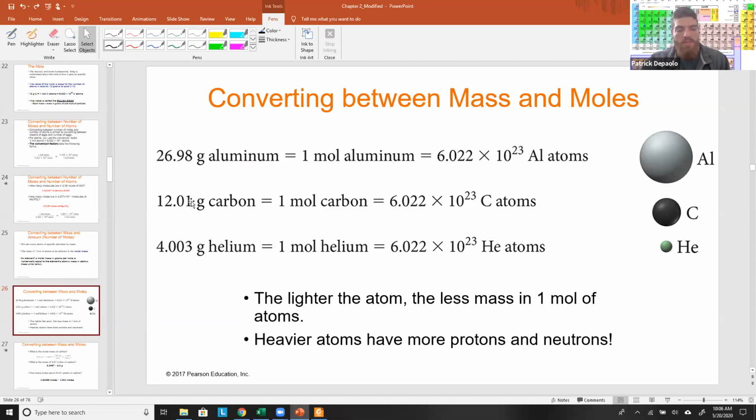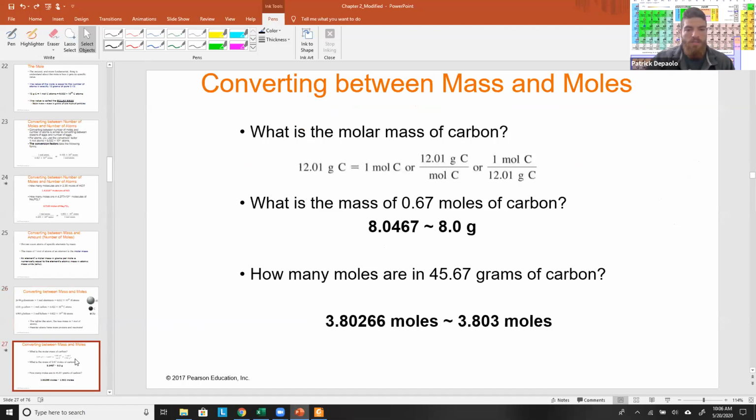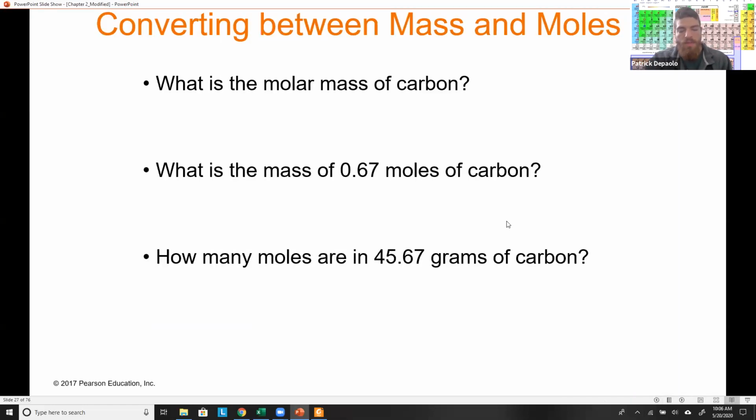And with carbon, same thing, 12.01 grams is 1 mole, and that's a mole of atoms. You see how the mole of atoms is the same. It doesn't matter which element we're talking about. The number of molecules or atoms in that mole is exactly the same, because Avogadro's number, the mole, is just an amount. So what is the molar mass of carbon? We can look at the periodic table and see that it is 12.